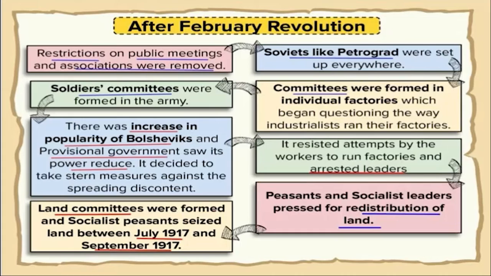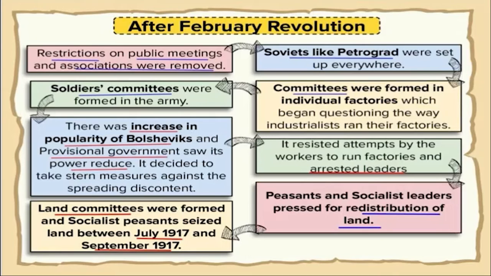Correct. Committees were formed in individual factories which began questioning the way industrialists ran their factories. Even they felt the power. They thought that no, we also have power, we will also say something, right? So they said that whatever you're doing is wrong. We want proper wages, we want less working hours. They even questioned the industrialists.